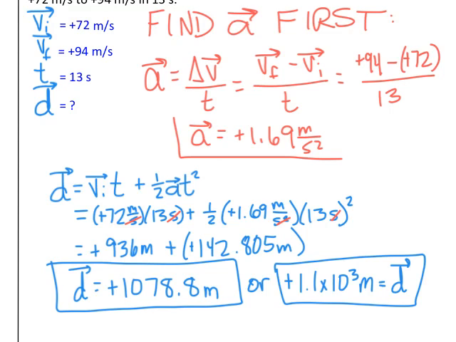If you did not get one of these answers, I would go back and check and make sure that you squared the time in that second part of the equation, so that's actually 13 squared when you go to multiply. And also make sure that you didn't forget to multiply by the 1/2 in this part as well. If you didn't get these answers and you're still not sure where you made a mistake, then come in and ask me and we can go over those together.